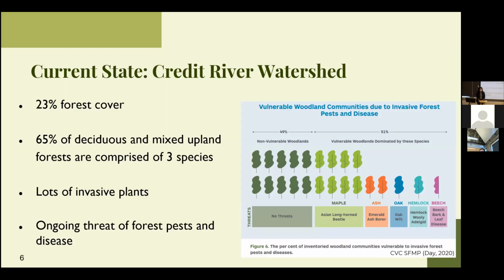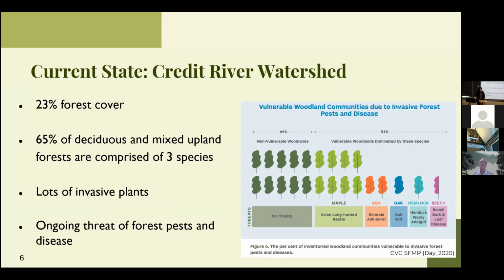So moving into a bit more in depth about the Credit River watershed. There's about 23% forest cover, and it's made up of about 55 native tree species. However, 65% of the deciduous and mixed upland forests are predominantly comprised of only 3 species. These are sugar maple, white ash, and American beech. American beech is declining due to beech bark disease, and white ash, of course, is declining due to EAB. So really what we're getting left with are these forests that are dominated by sugar maple and are highly simplified.